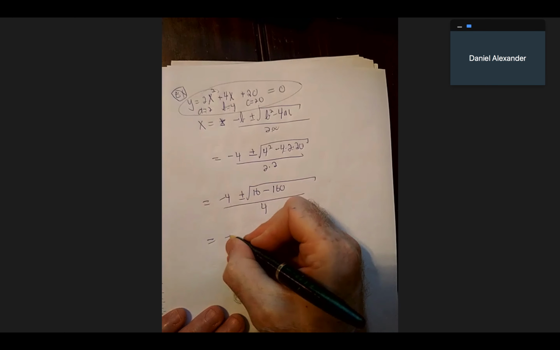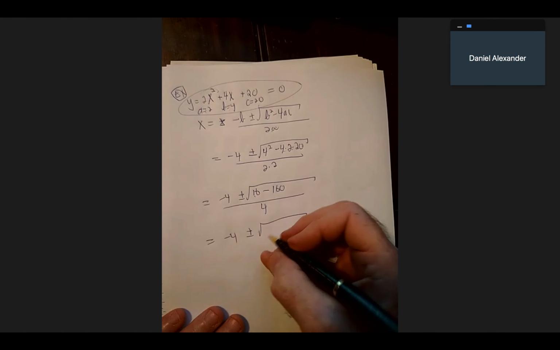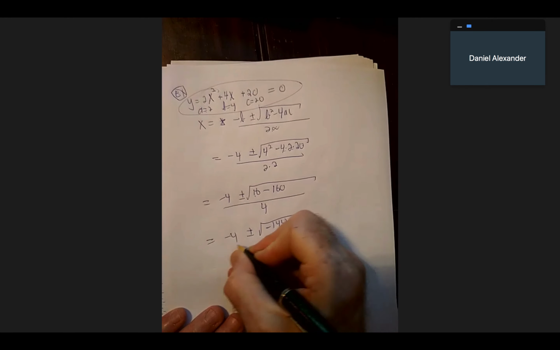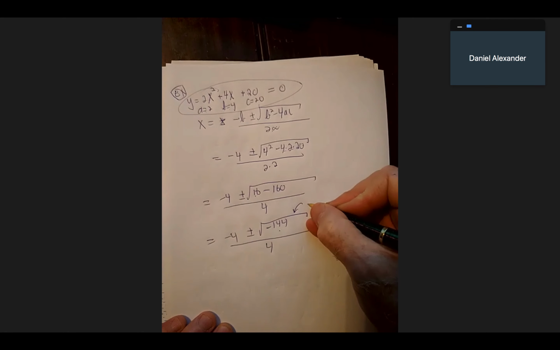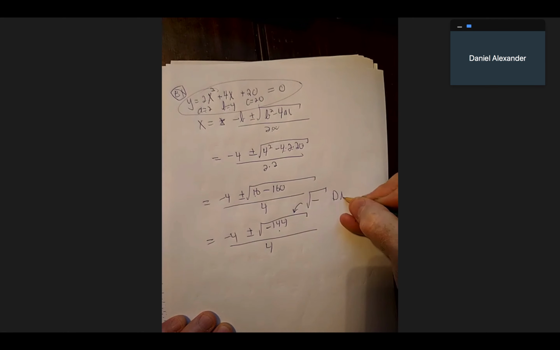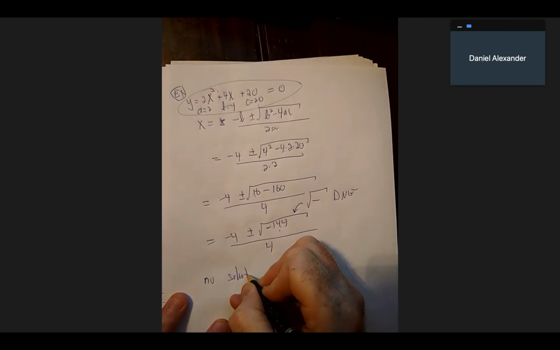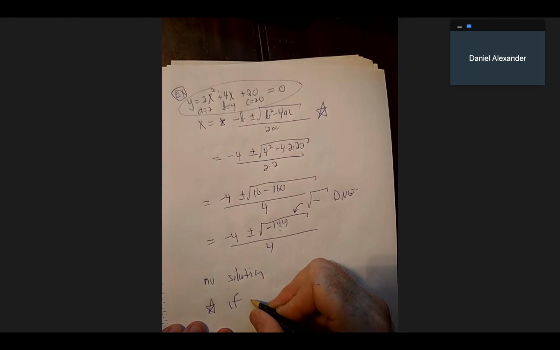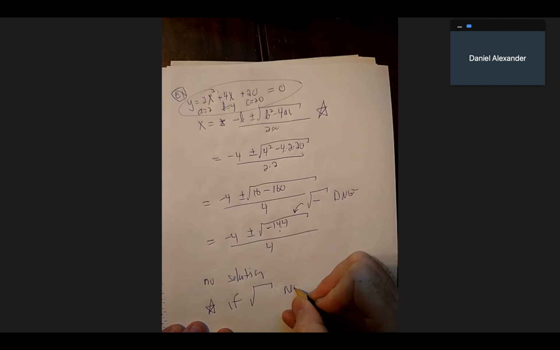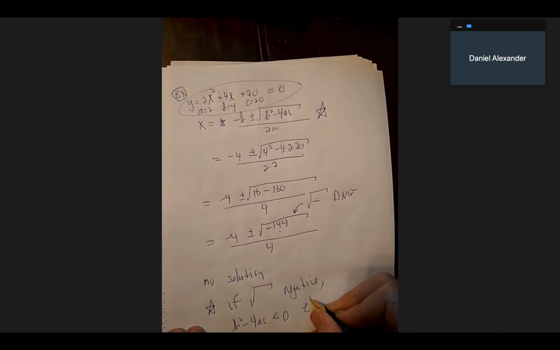And hopefully you're going to go, wait a minute, because 16 minus 160 is negative. You do the math and you get negative 144 under the square root, over 4. But again, this can't happen. Remember, square roots of negative numbers do not exist. So when that happens, there's no solution. So an important thing to add to this equation is that if the square root is negative, that is, b squared minus 4ac is less than 0, there's no solution.